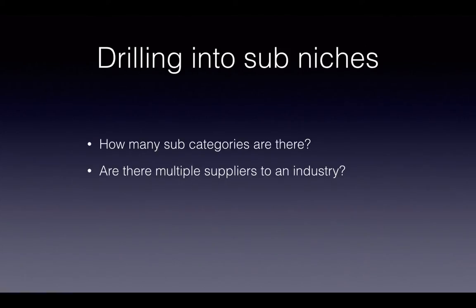Are there multiple suppliers to an industry? A classic example is the print industry. If we look at the printing industry, you've got the people who do the printing, you've got offset printers, you've got digital printers, you've got graphic designers, you've got paper suppliers, you've got ink suppliers. Each of these different subcategories has an association or has a listing that you can find online.